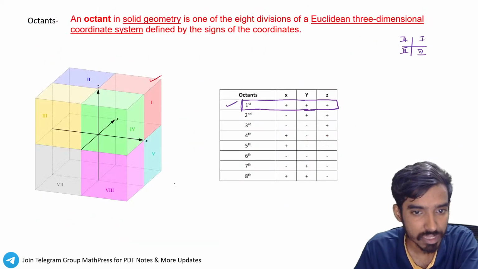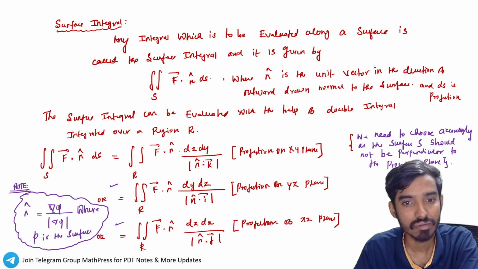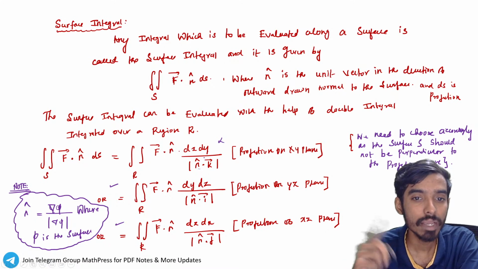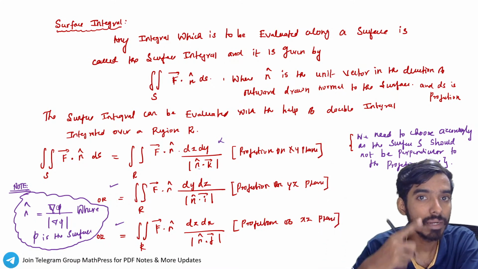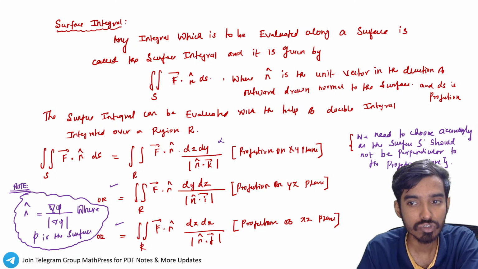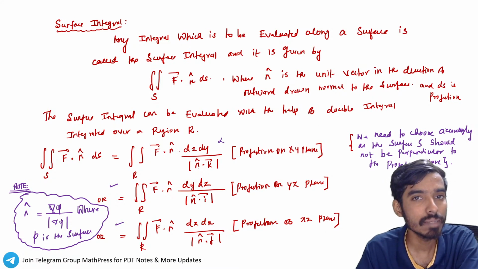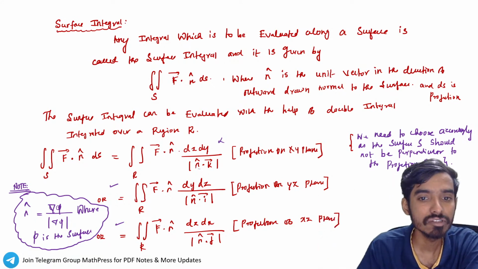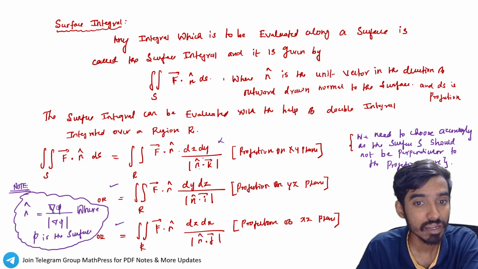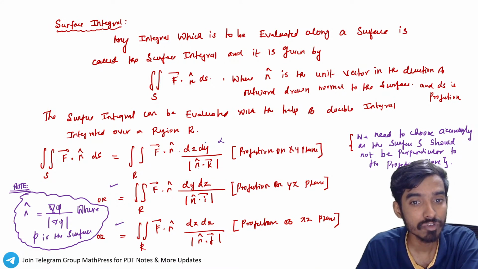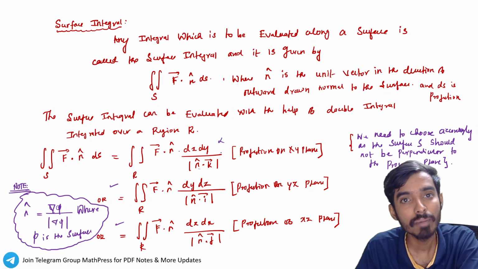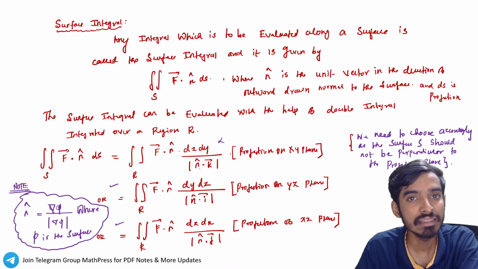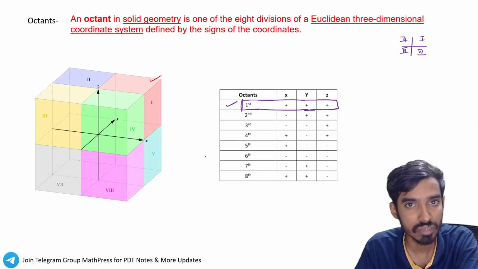If you are choosing this, then the xy plane and the surface will be perpendicular, so you cannot choose it. In this case, we should choose accordingly. That surface should not be perpendicular to that plane. Since they are given z limits, you choose this or this. But you cannot choose this, because the surface will be perpendicular to the xy plane in this case. That is why we should not choose this.